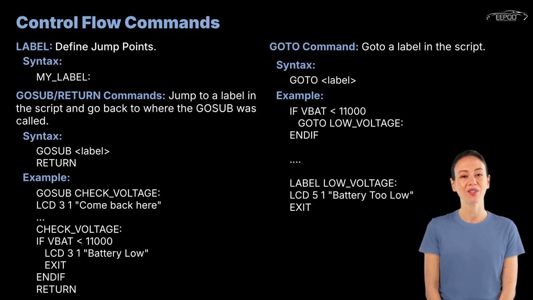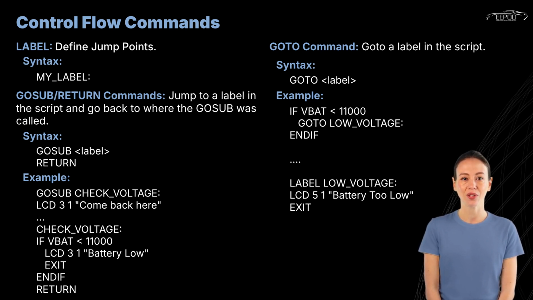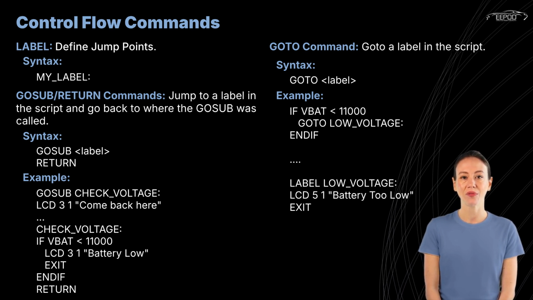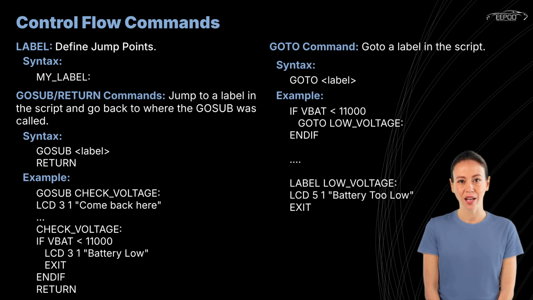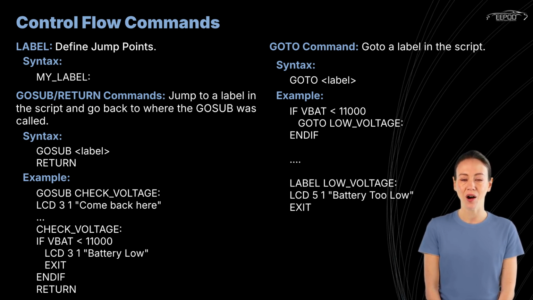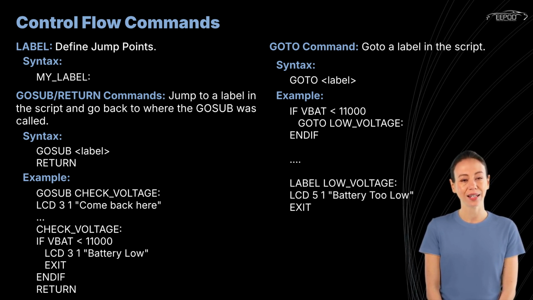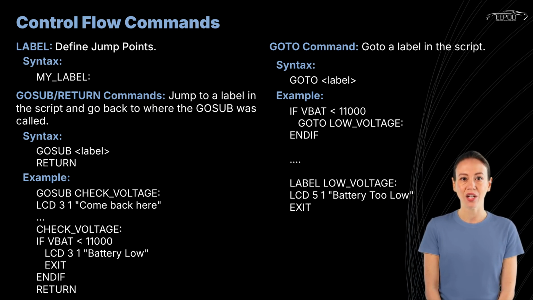Now, let's talk about how you can move around inside your FSCRIPT program, jump to different sections, or call reusable blocks of code. The 3 commands you'll use for this are: goto command, unconditional jump to a label; gosub command, jump to a label and come back later; and return, come back from a subroutine.